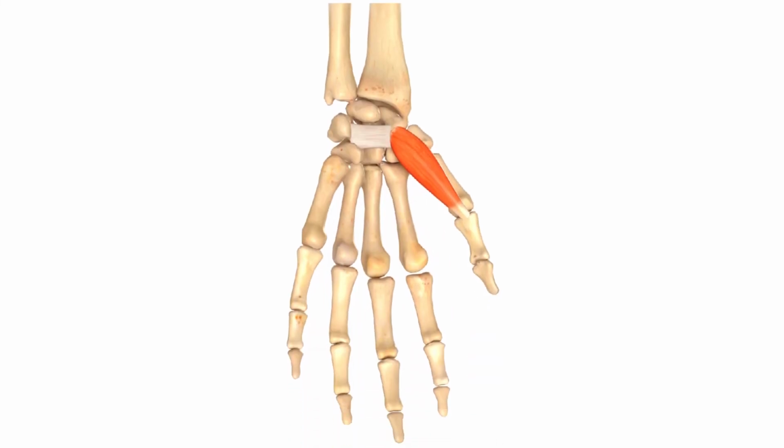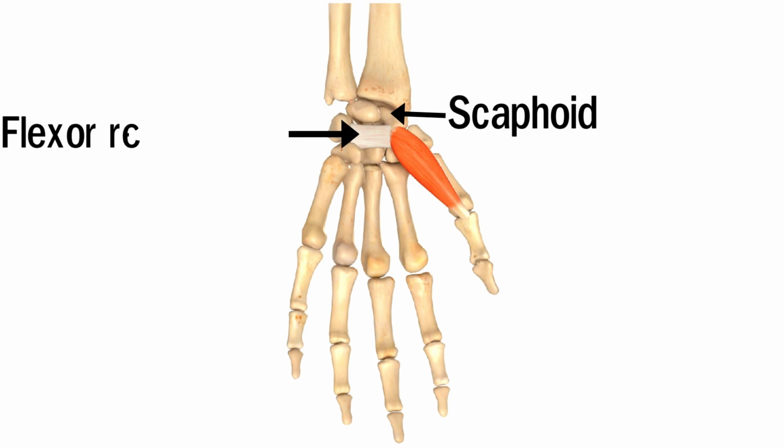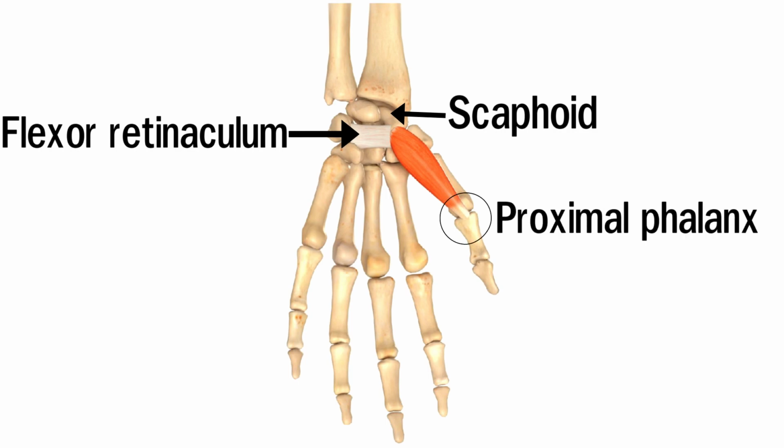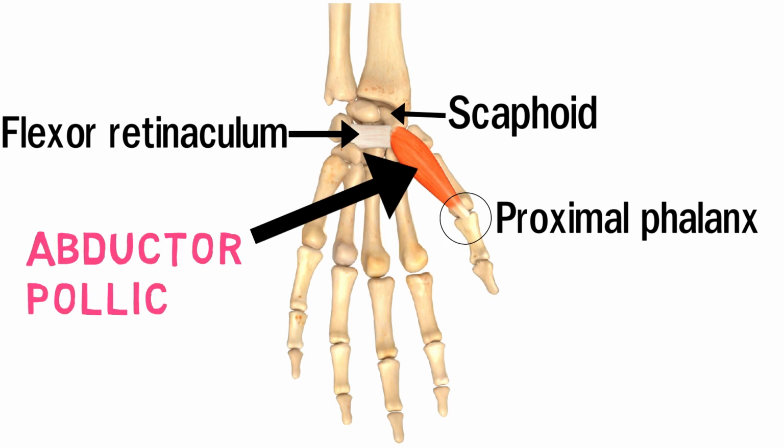Let's have a look. This is the scaphoid bone. Tubercle of this bone and tubercle of trapezium along with this flexor retinaculum are the points of origin. And this is the lateral aspect of the proximal phalanx of the thumb, the point of insertion. So this muscle is abductor pollicis brevis.